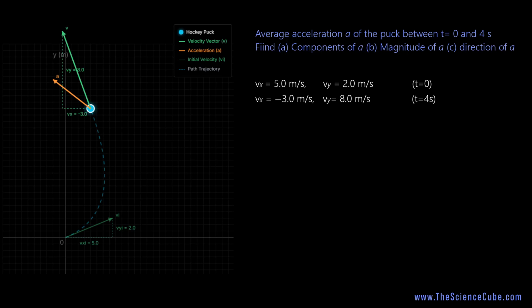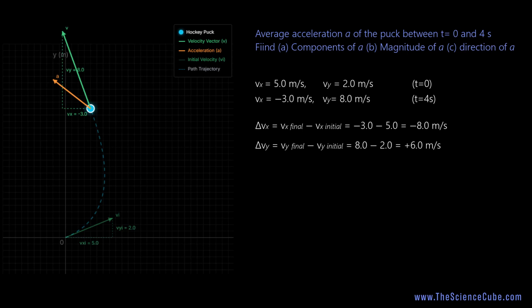So step 1 would be find delta v component by component. So delta vx is equal to vx final minus vx initial, which is equal to minus 3 minus 5, which gives you minus 8 meters per second. Delta vy is equal to vy final minus vy initial, which equals 8 minus 2 or plus 6 meters per second.